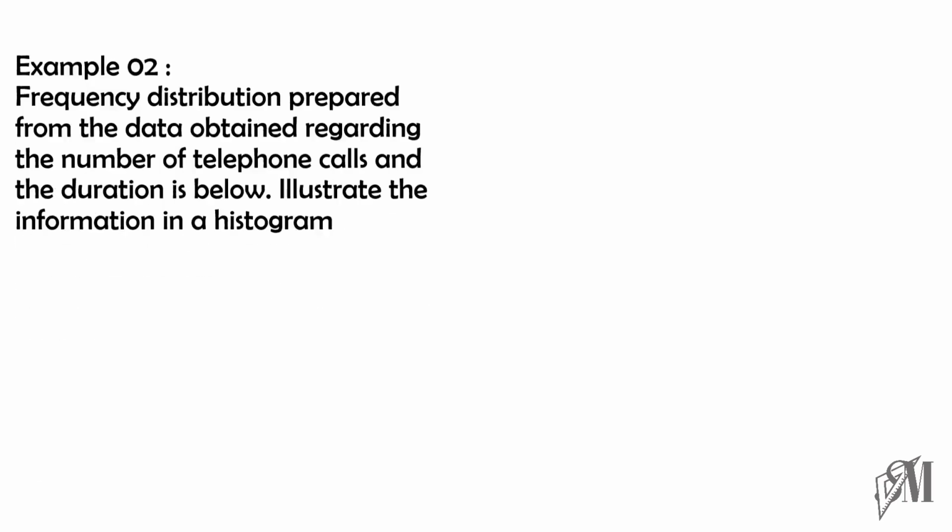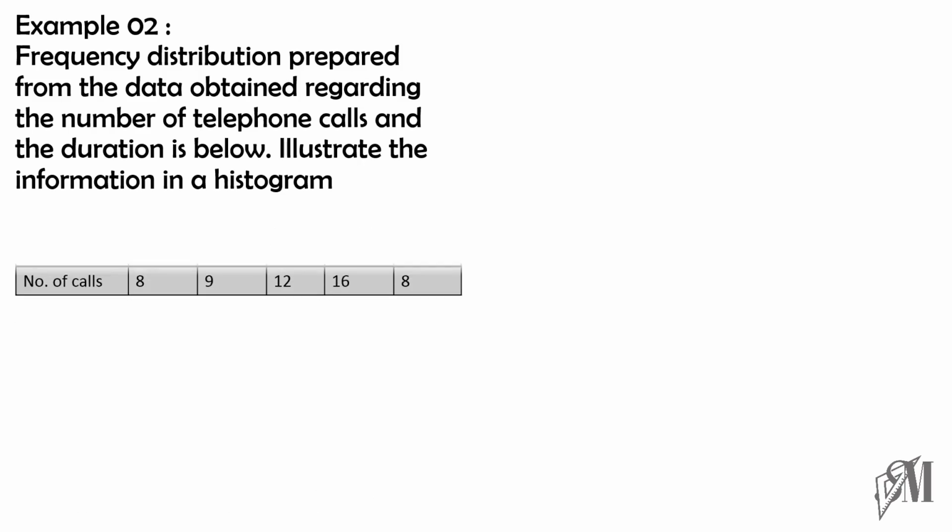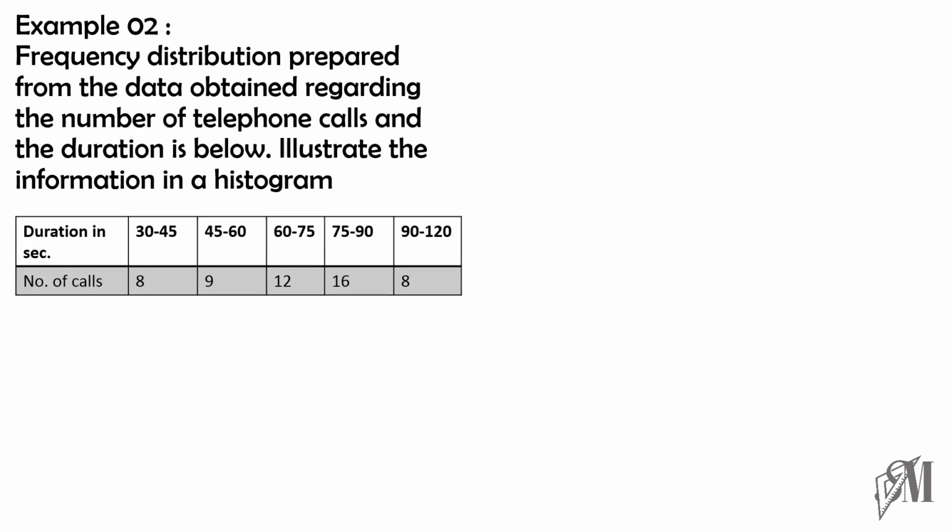Frequency distribution prepared from the data obtained regarding the number of telephone calls and the duration is below. So this also we are going to illustrate in a histogram. Now in this case you can see in the class intervals, the lower limit of the first class interval and the upper limit of the second class interval is same. Now in such an instance, we need not bother about the class boundaries. We can directly draw the histogram, right?